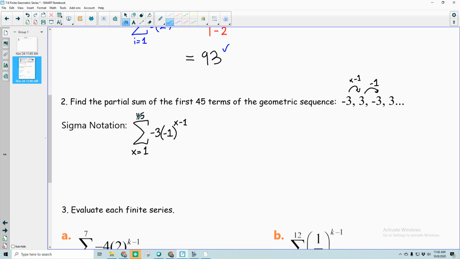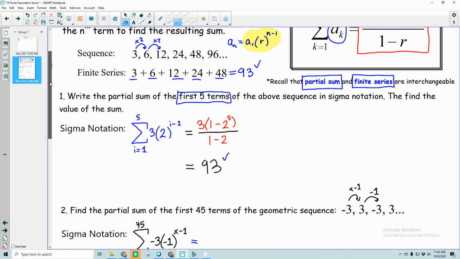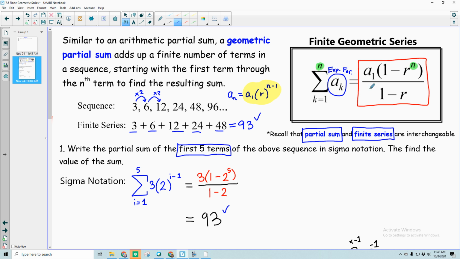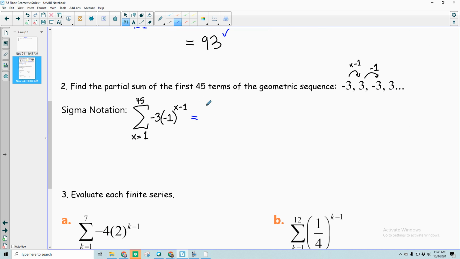All right, so there's everything in sigma notation. And then now I'll use the formula that is in this box up here in red to evaluate that sum. So I'm going to do the very first term, which was -3, multiplied by 1 minus -1, that was the r, and then that's to the power of 45, all over 1 minus -1. All right, and then into the calculator, all of that goes.